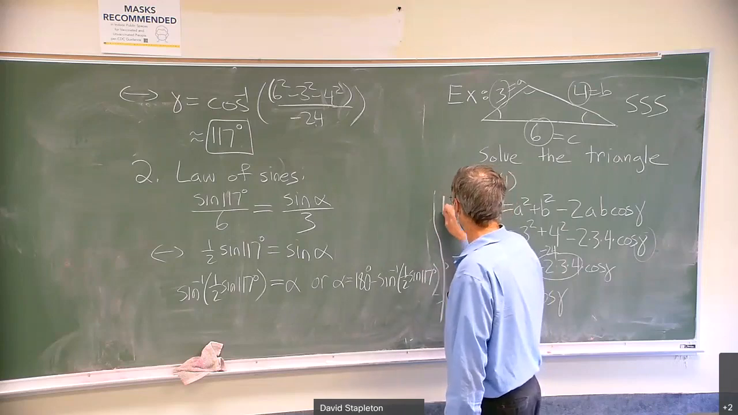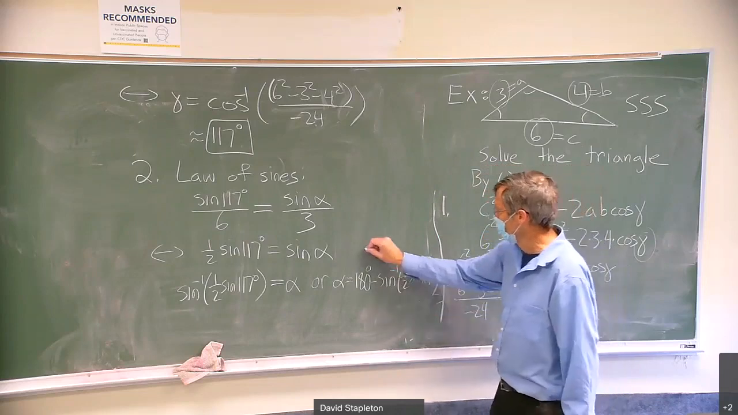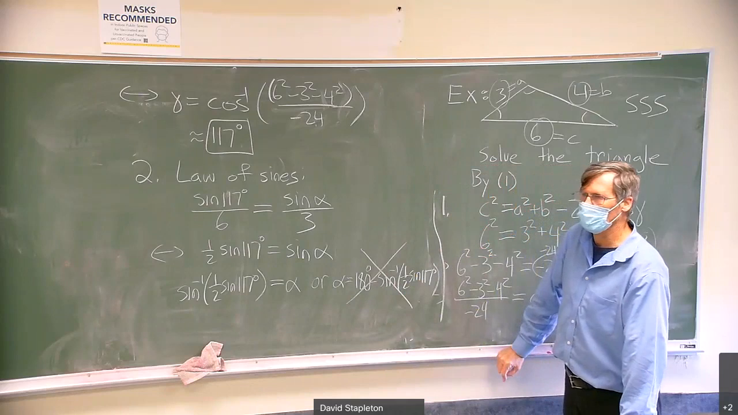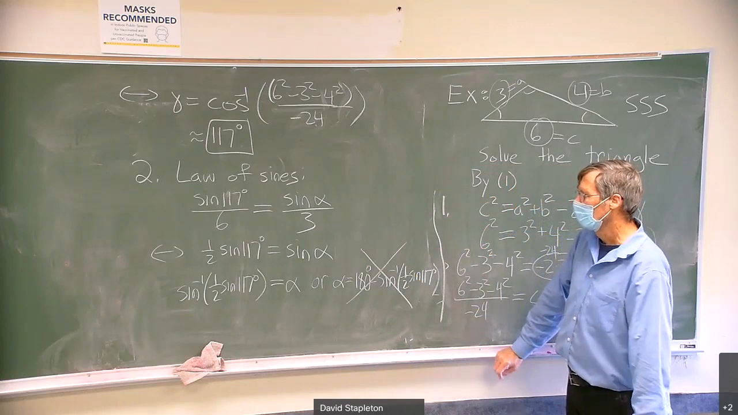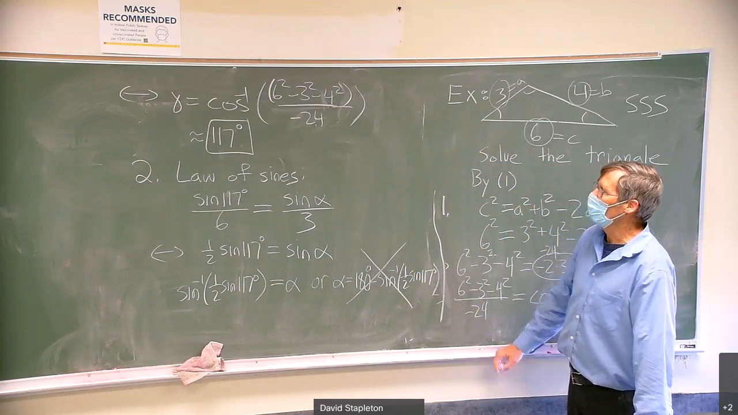Here's where being prudent is going to pay off. I can actually throw this case out. It's not going to happen. In general, you have to check both cases to see whether maybe it's 180 minus, because both those angles will have the same sine. But here's what we did on the first step.